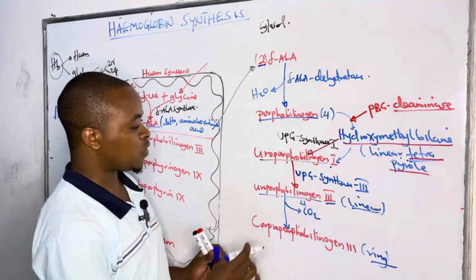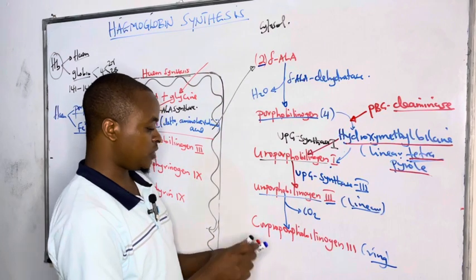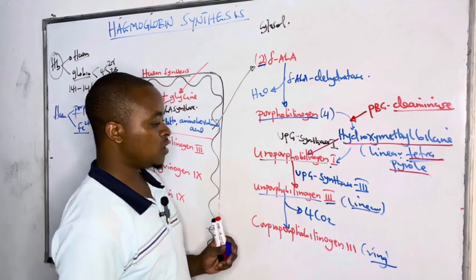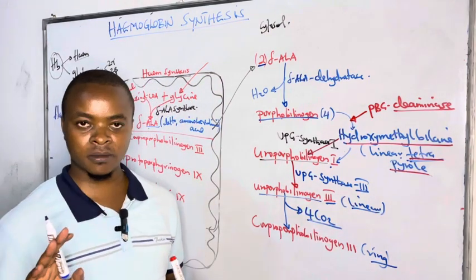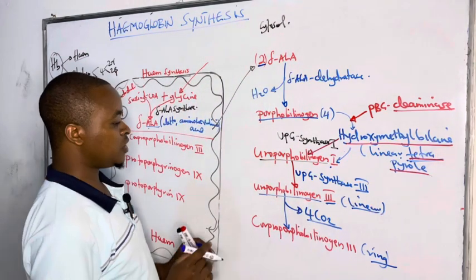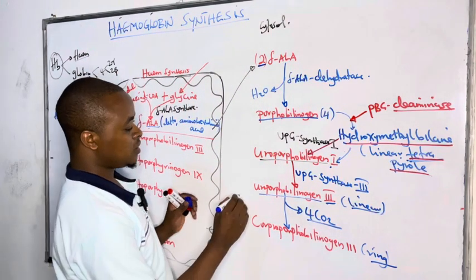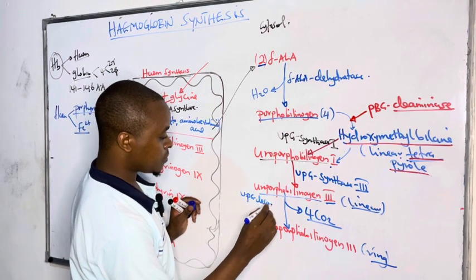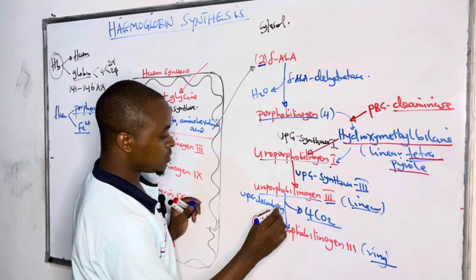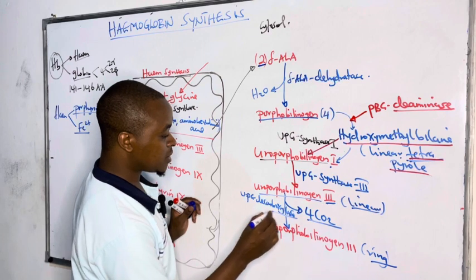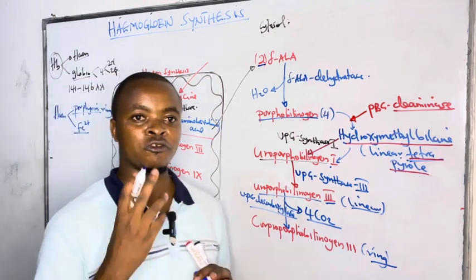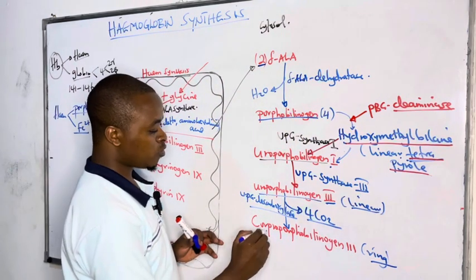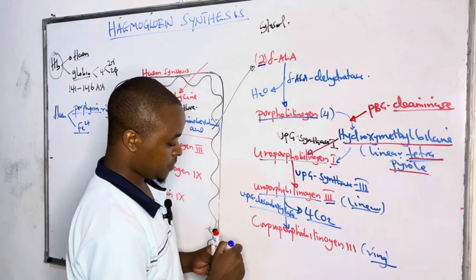And this one involves loss. We are going to see loss of 4 carbon dioxide molecules. So meaning this process is decarboxylation, because we are removing carbon dioxide. And the enzyme that is doing that is uroporphyrinogen decarboxylase. This uroporphyrinogen decarboxylase enzyme is the one that cleaves off 4 molecules of carbon dioxide from uroporphyrinogen type 3 to form coproporphyrinogen type 3.